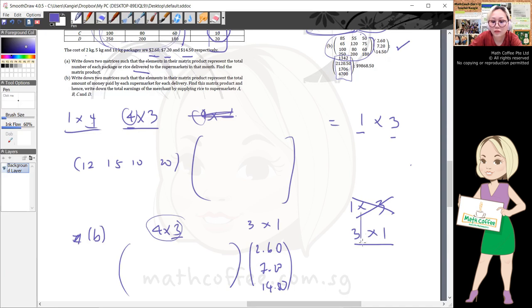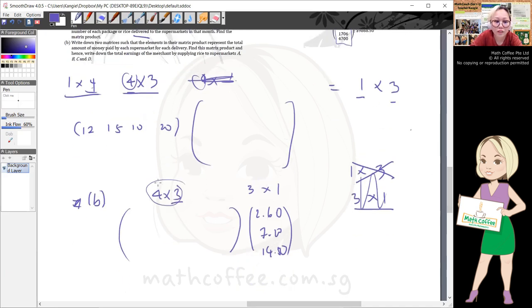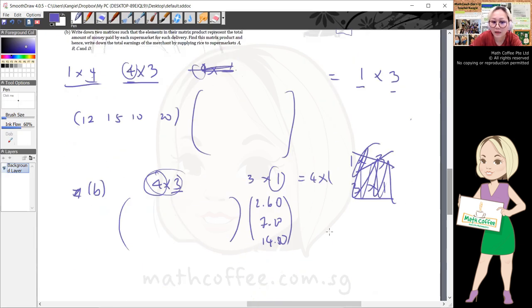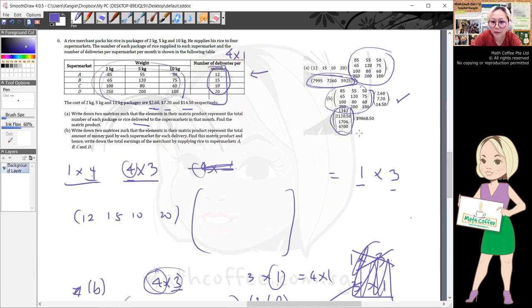Oops. The ending is 4 by 1. I was thinking why different. Okay, the ending is 4 by 1. This one was just my money, which is like I'm deciding whether I should use 1 by 3 or 3 by 1. And the ending is a 4 by 1, which is 4 numbers because it represents supermarket A, supermarket B, supermarket C, and supermarket D.